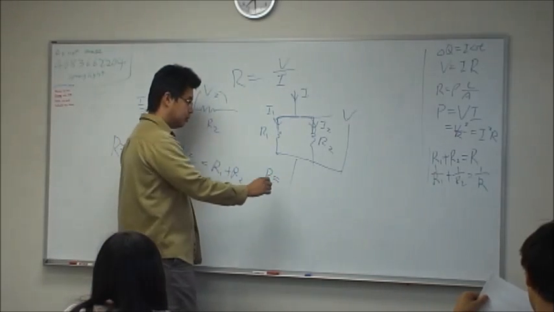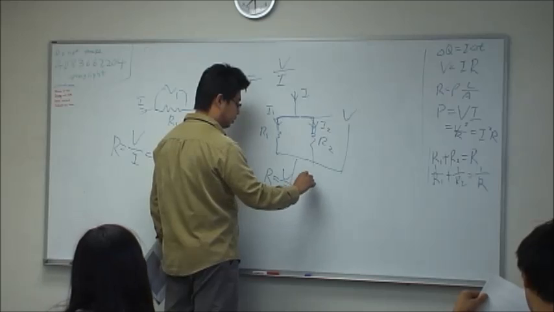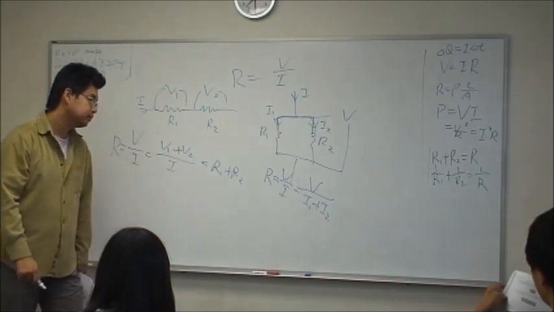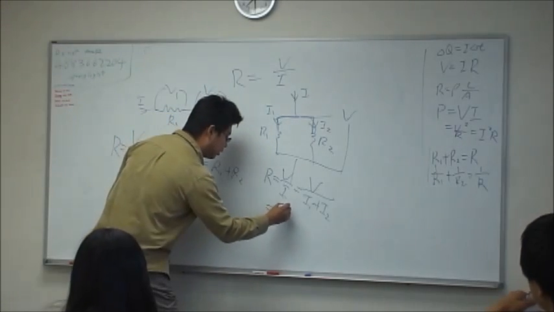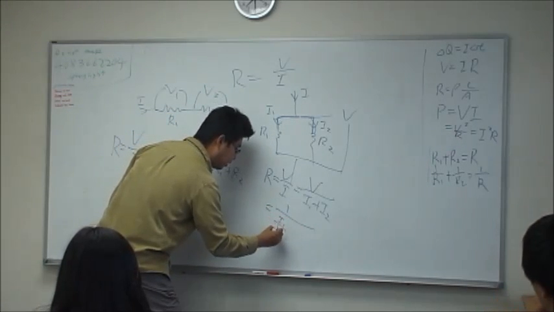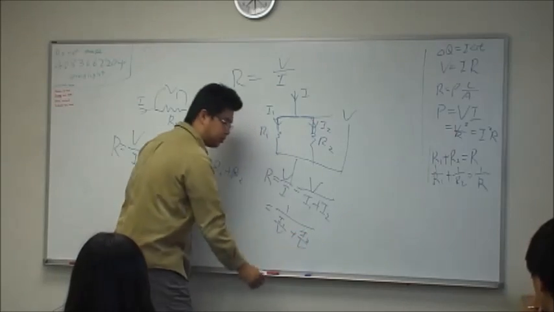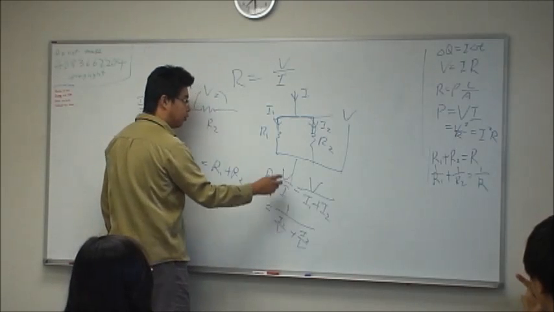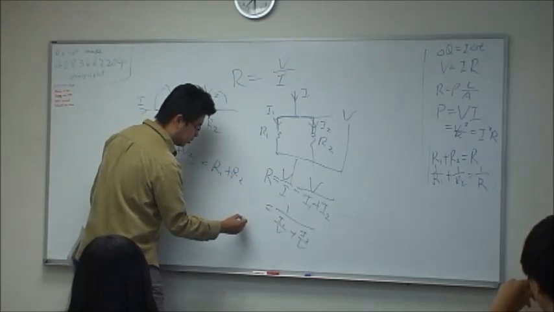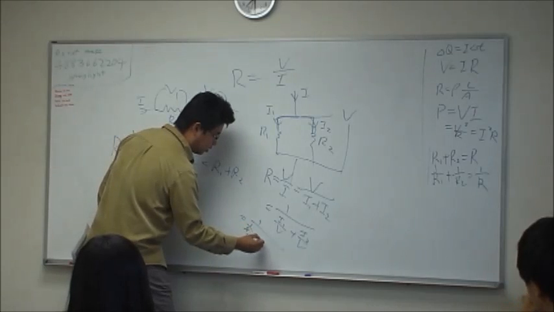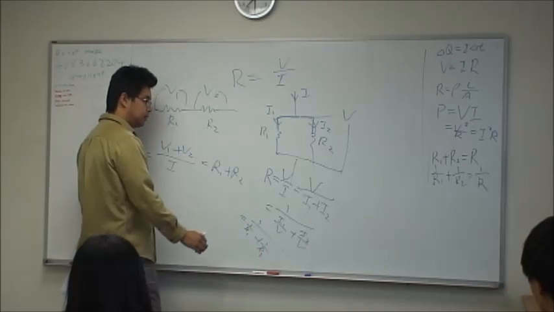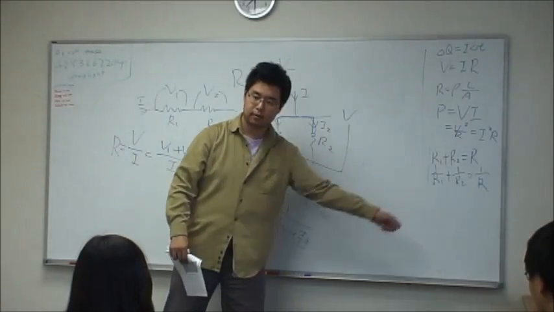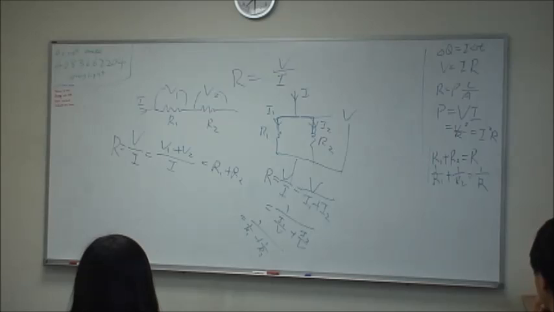R is equal to what? V over I. I is what? I1 plus I2. Make sense? Let's do it again. So it's equal to I1 over V plus I2 over V. Make sense? I just divided V to the bottom. V over I1 is R1, right? But it is flipped. So it's equal to 1 over R1 plus 1 over R2. Okay? This is R. So if I put this one into here, it will give this equation. Make sense? Okay.